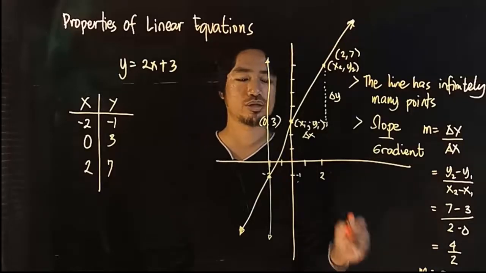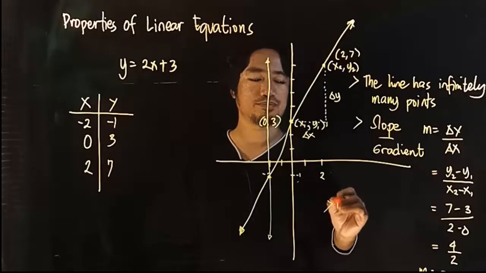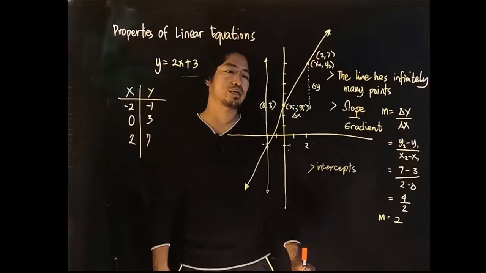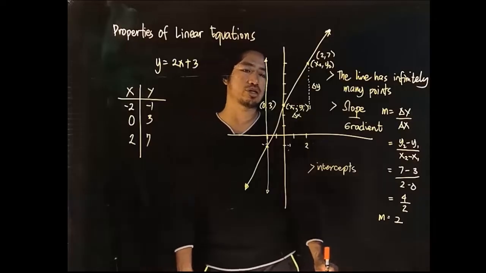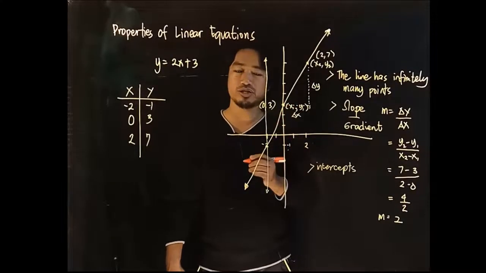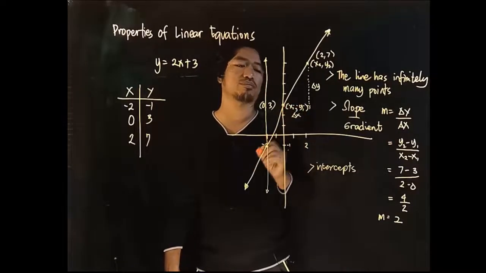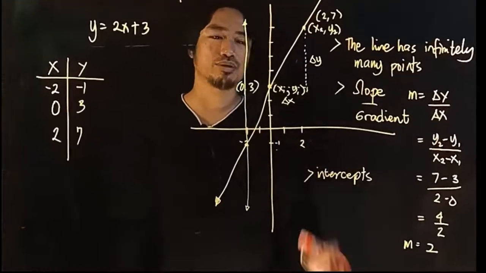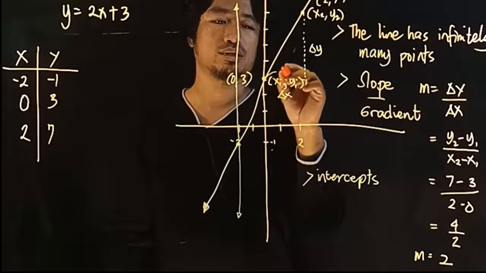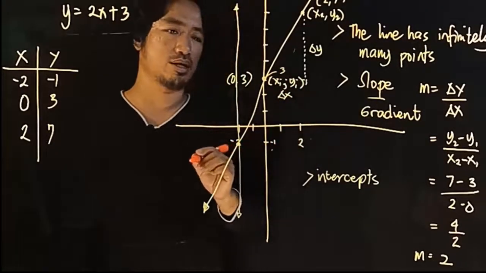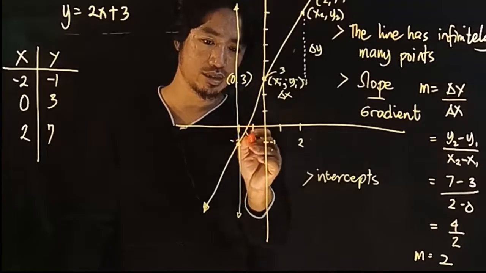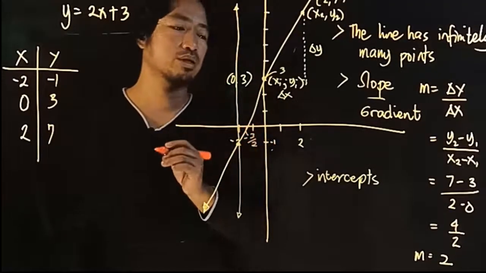Another property of linear equations is its intercepts. The intercepts are points within the graph where the line touches the y-axis or the x-axis. So for this case, we have a y-intercept and an x-intercept. Particularly in this example, we can see that the line touches y equals 3. And it touches the x-axis at a point you can estimate as -3/2.